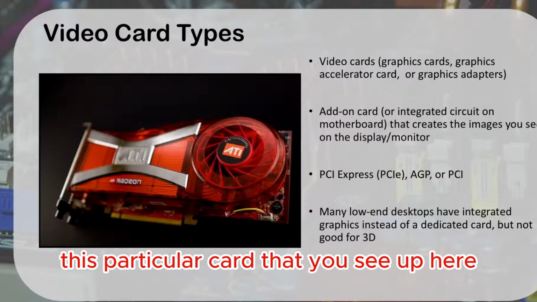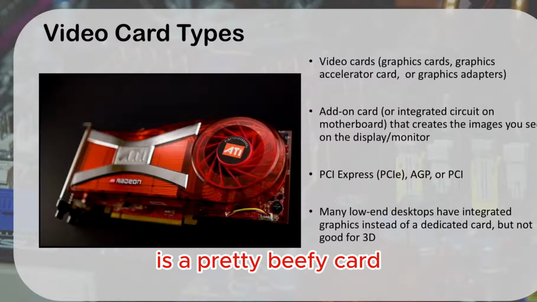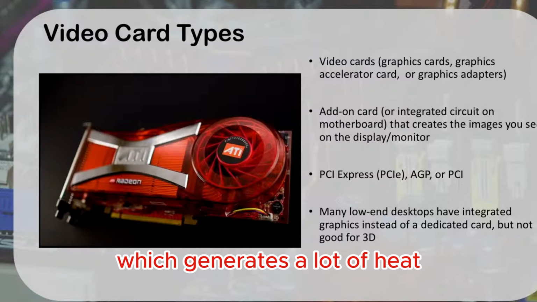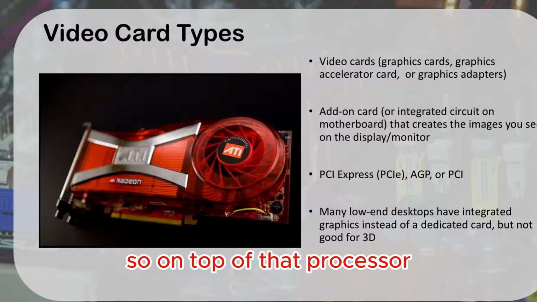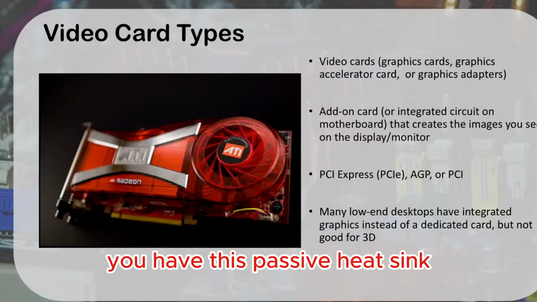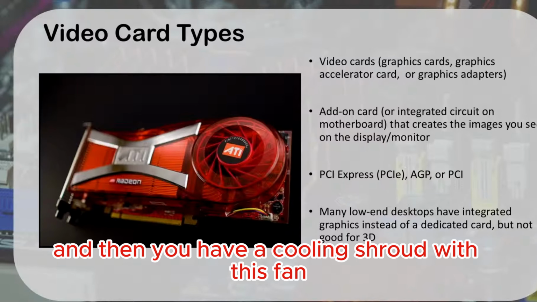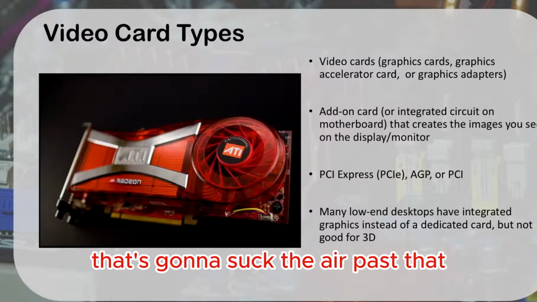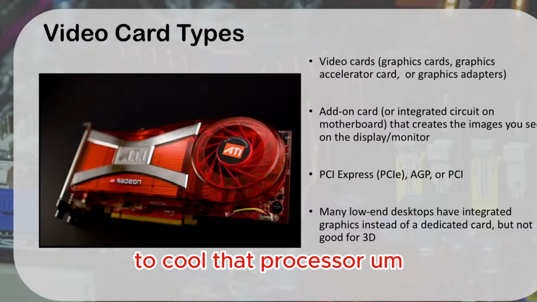This particular card that you see up here is a pretty beefy card. It's got a really strong processor which generates a lot of heat. So on top of that processor you have this passive heat sink, the radiator fins, and then you have a cooling shroud with this fan that's going to suck the air past that to cool that processor.